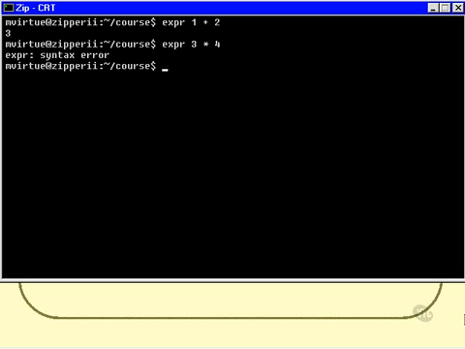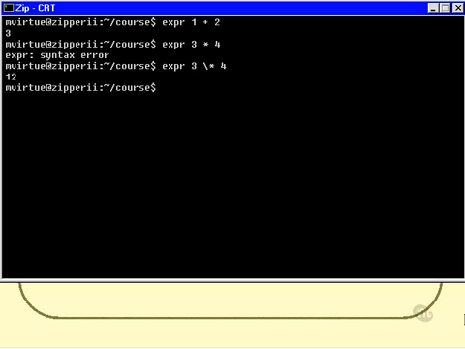The problem is that the shell actually examines that line before expr ever gets a hold of it and notices the star there. So what it does is it uses that star as a wildcard and replaces that with the names of all the files in the current directory, which is not what we want. So in order to prevent it doing that, we can either put a backslash before it, or we can put single quotes around it. I'll just put a backslash before it because it's simpler. expr 3 times 4, and that gives us 12.